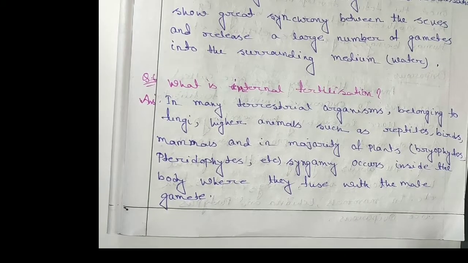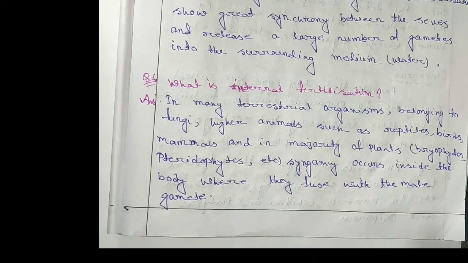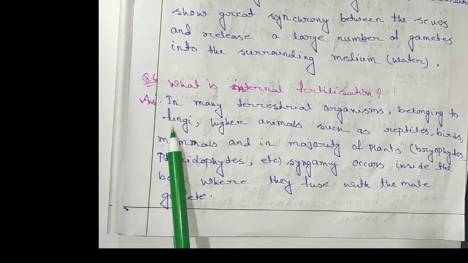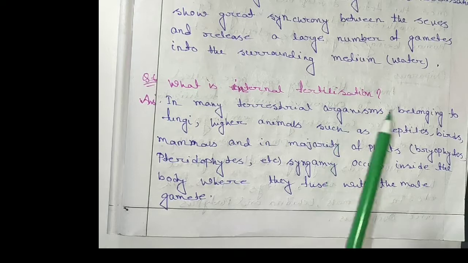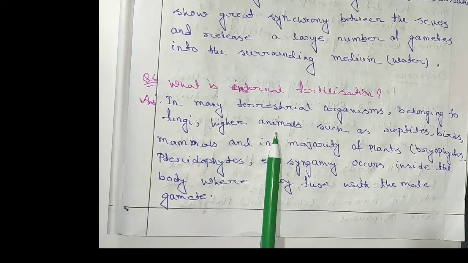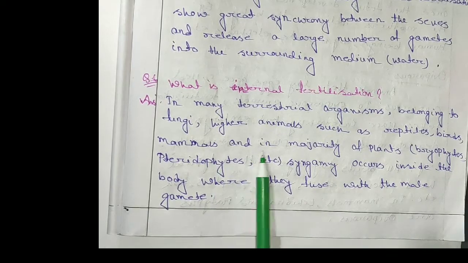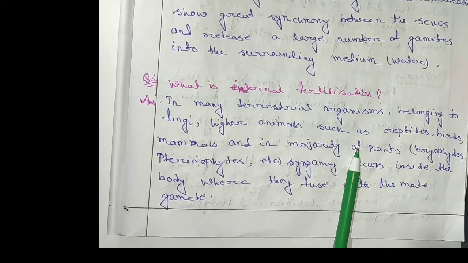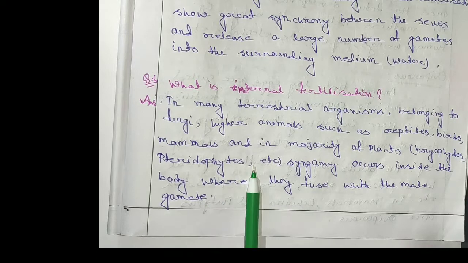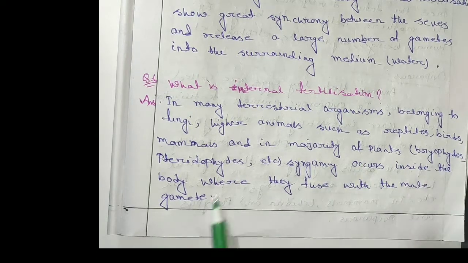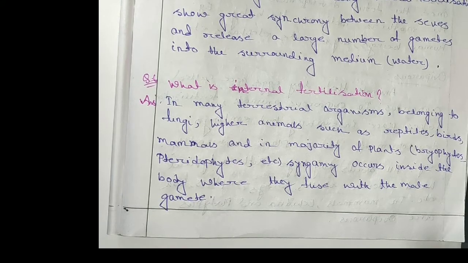Now, what is internal fertilization? Internal fertilization means fertilization that occurs inside the body of a female. In many terrestrial organisms belonging to fungi, higher animals such as reptiles, birds, mammals, and in the majority of plants, bryophytes, pteridophytes, etc., syngamy occurs inside the body, where the egg fuses with the male gamete.